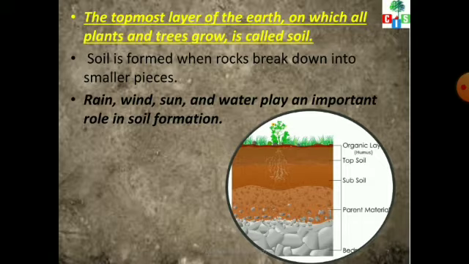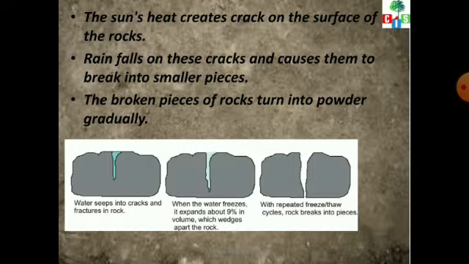Then how does it form? Because of rain, wind, sun, and water. They play a very important role in soil formation. Through this, soil formation happens. Let's see the process of soil formation. Children, the sun creates cracks on the surface of the rock.